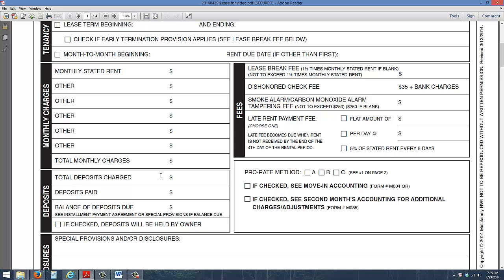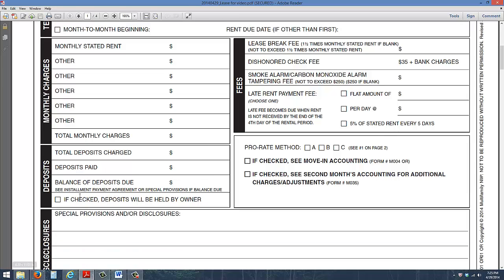Deposits, total deposit charged will be listed here. Deposit paid, which in many cases is going to be what you paid when you signed your execution agreement, will be listed here. However, in some cases, if that's not the case, we will list any outstanding deposit that's due. And in rare occasions, if the deposit is held by the actual owner of the property, we will check this box.